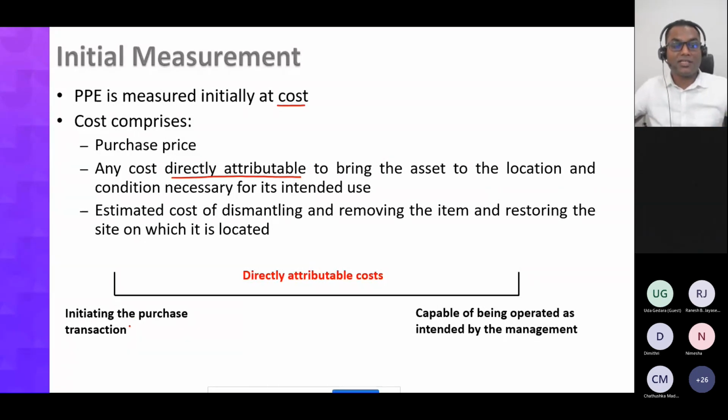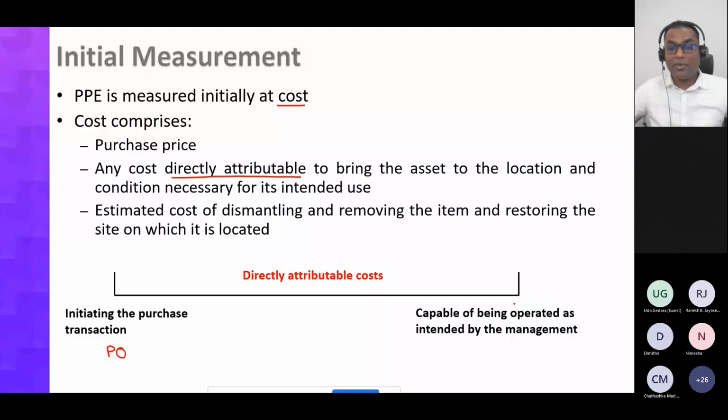So initiating the purchase transaction means you selected a particular supplier and you have communicated to him, okay, we have selected you. So normally raising a what? PO. PO means what? Purchase order. Initiate the purchase transaction. From that particular point onwards, whatever cost that you incur, you can capitalize. Is that clear? At the same time, what is the point at which you should stop capitalizing the cost?